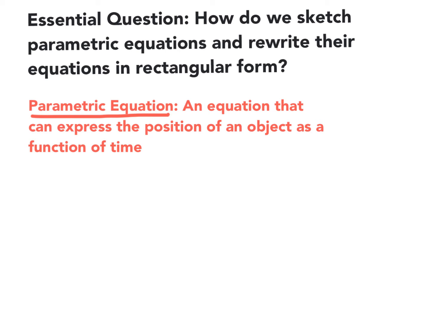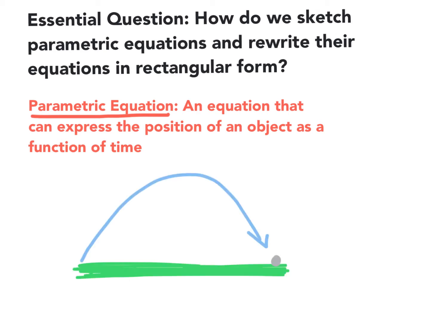Hi. In this video we're going to talk about how we sketch parametric equations and rewrite their equations in rectangular form. Well, first of all, a parametric equation is an equation that can express the position of an object as a function of time. And typically you have two.